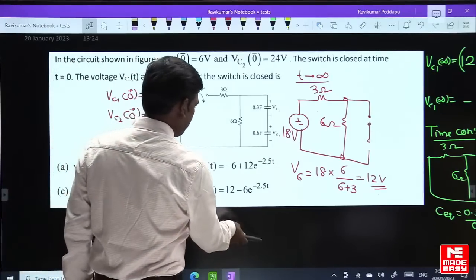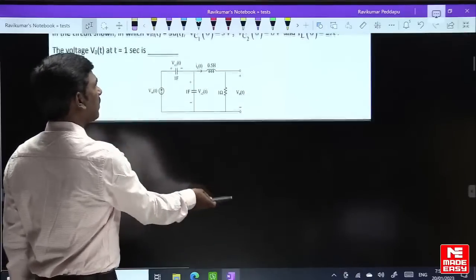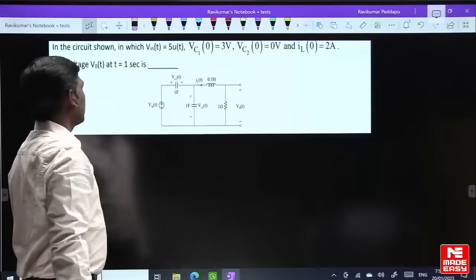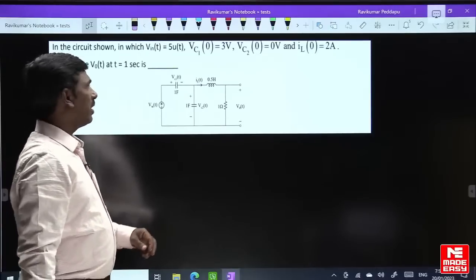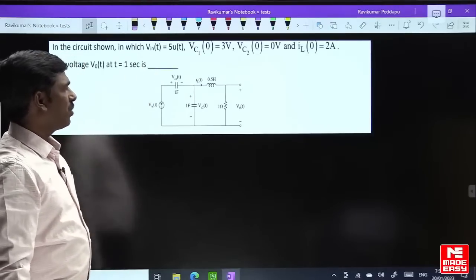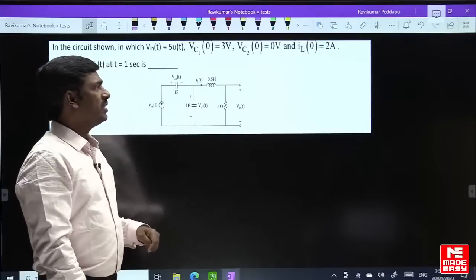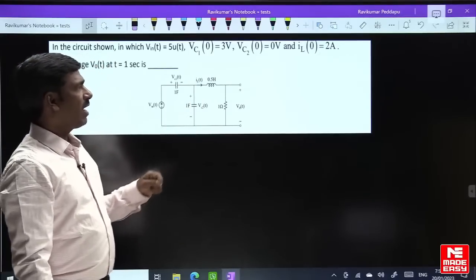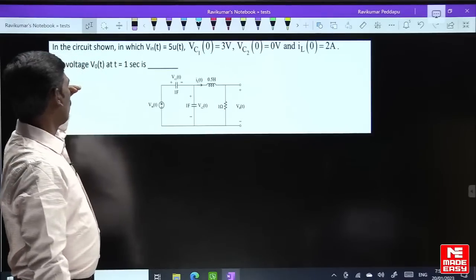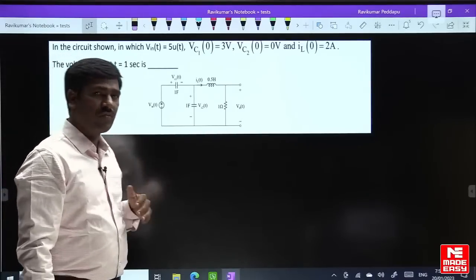Now question number 2. In the circuit shown, V in of t is equal to 5 u of t, Vc1 of 0 minus is equal to 3 volts, Vc2 of 0 minus is 0 volts, IL of 0 minus is 2 amperes. Find the voltage V0 of t at t equal to 1 second.